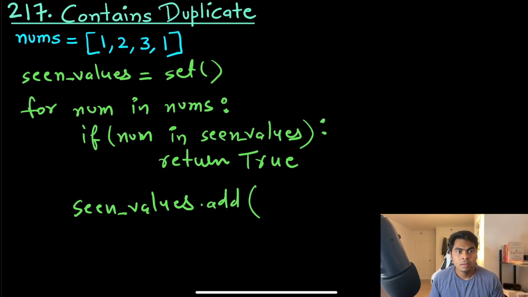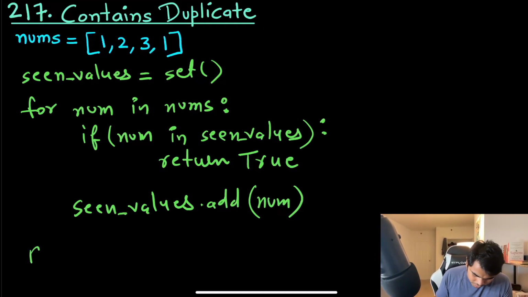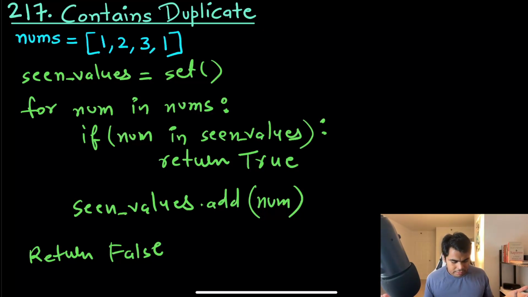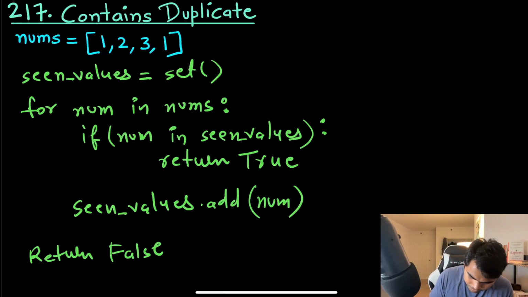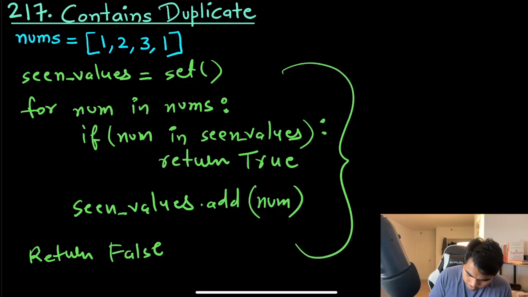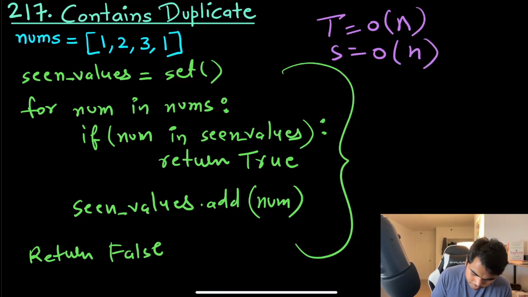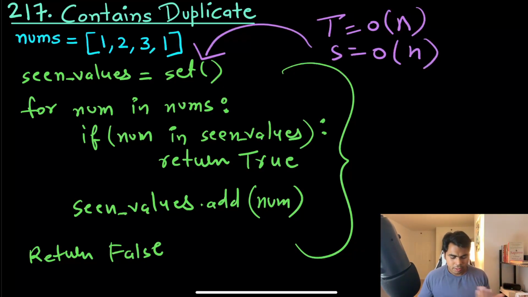num. Basically we are returning true if any value appears at least twice, and otherwise we will return false. That's the entire solution. Here this will have the time complexity of big O of n, and space complexity is also big O of n because of this guy right here.